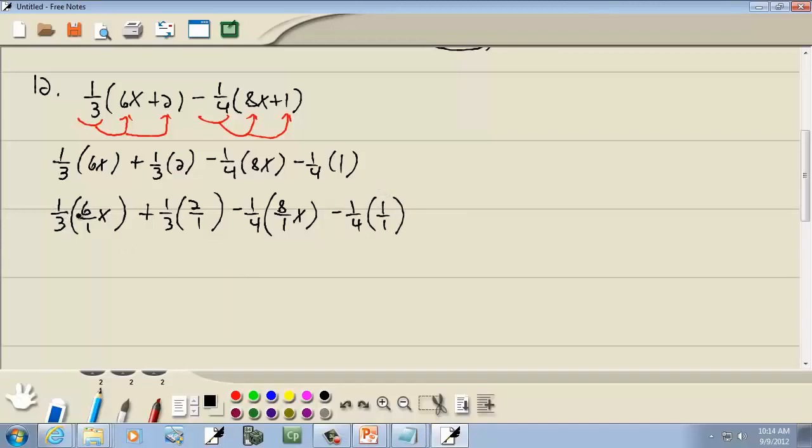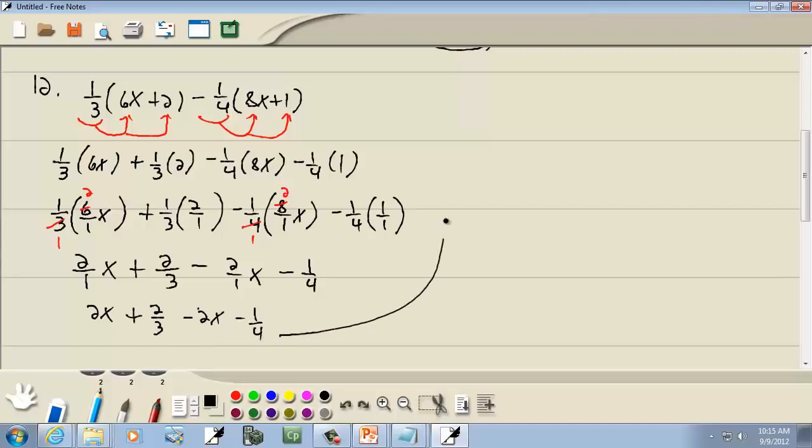Okay, so here the 3 and 6 are going to reduce. That becomes 1. This becomes 2. So this gives us 1 times 2 is 2 over 1 x, plus 1 times 2 over 3 times 1, so 2/3, minus. The 8 and 4 reduce. They're both divisible by 4. 4 divided by 4 is 1. 8 divided by 4 is 2. So we get 1 times 2, which is 2 over 1 x, minus, and 1 times 1 is 1, 4 times 1 is 4. Which gives us 2x plus 2/3 minus 2x minus 1/4.